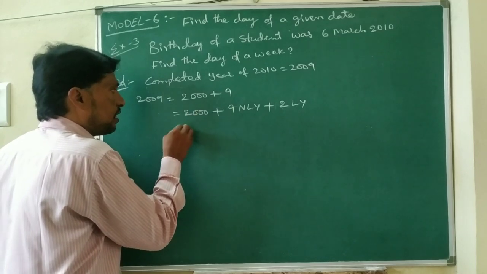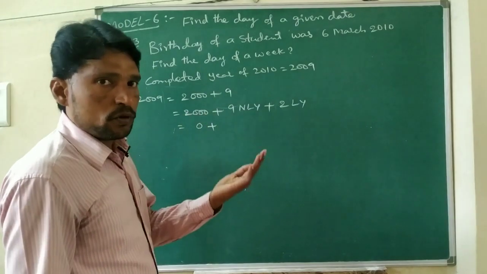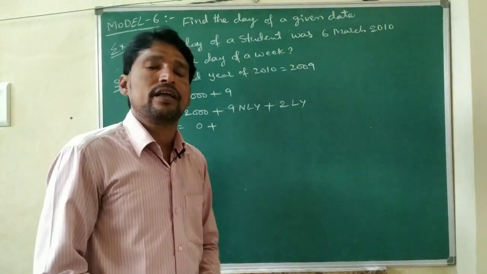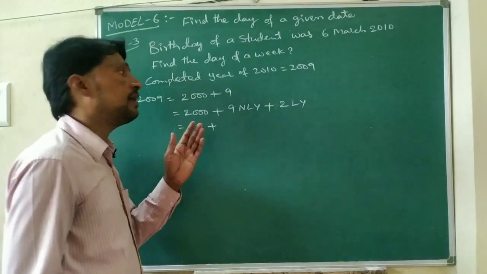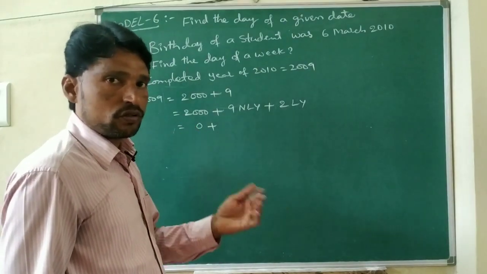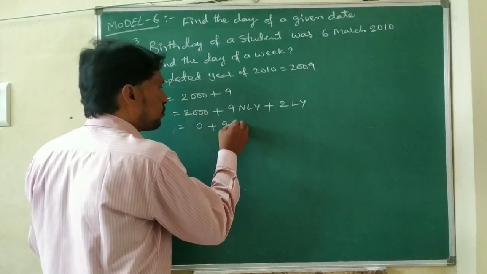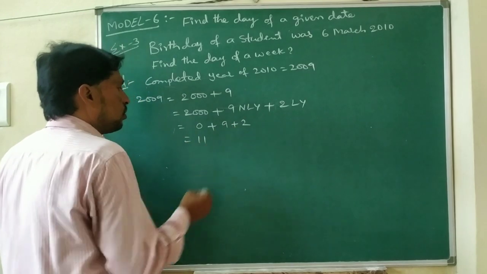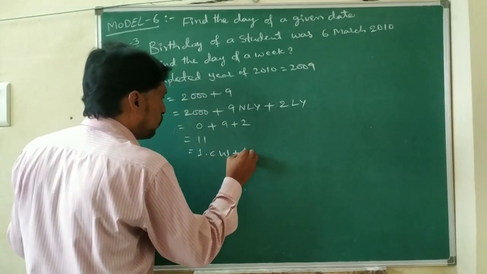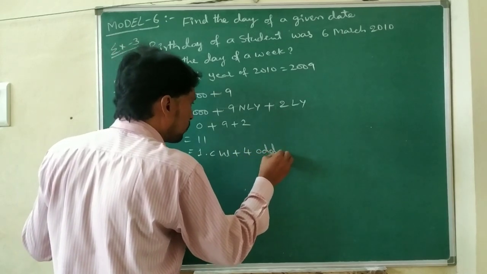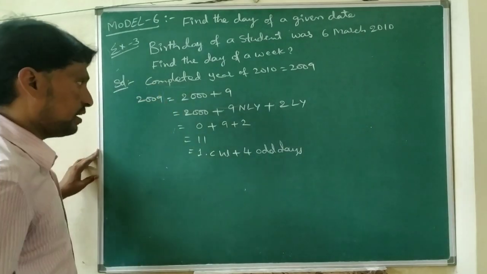So the odd days of the year 2000 will be 0. Already multiples of 400 we are getting, the odd days will be 0. 400, 800, 1200, 1600 and 2000, 2400, 2800, 3200, like that. So here 9 plus 2 equals 11. So 11 means 1 complete week plus 4 odd days. Now here for years it is completed.